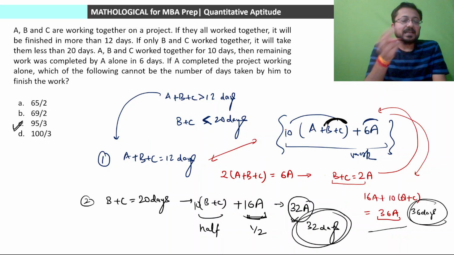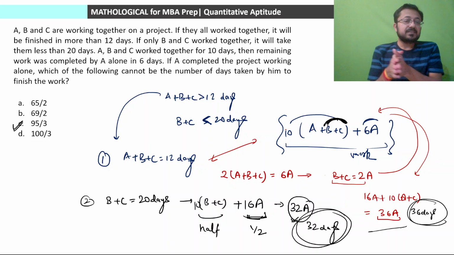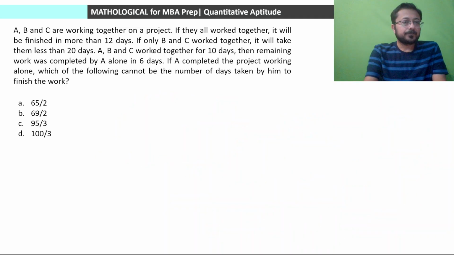Second condition हमने लिया that B plus C are taking less than 20 days. So let us assume the extreme of that condition that B plus C are completing the work in 20 days. So if they are completing the work in 20 days, since when A, B and C are working together for 10 days, B and C are also working together for 10 days. So B and C का 10 days का work is half the work, half the total work. So 10A plus 6A, 16 days का work of A is equivalent to half the total work. So total work A will be doing in 32 days. So total work of A will be somewhere between 32 days and 36 days. Okay, A will be taking somewhere between 32 and 36 days to complete the task. Hence answer will be option C. Clear? Okay, next question.